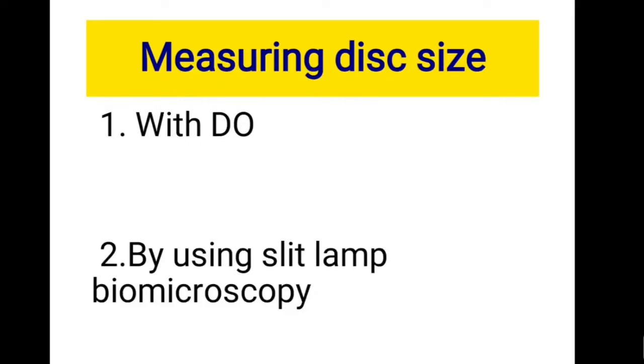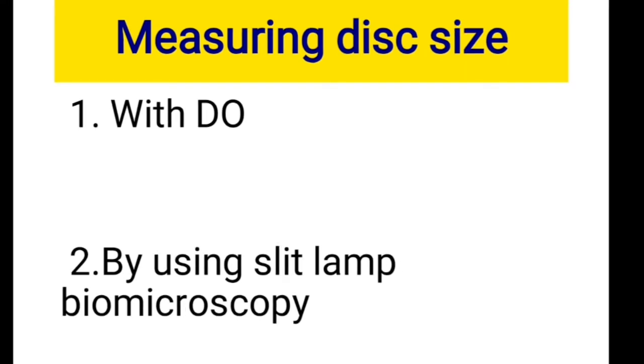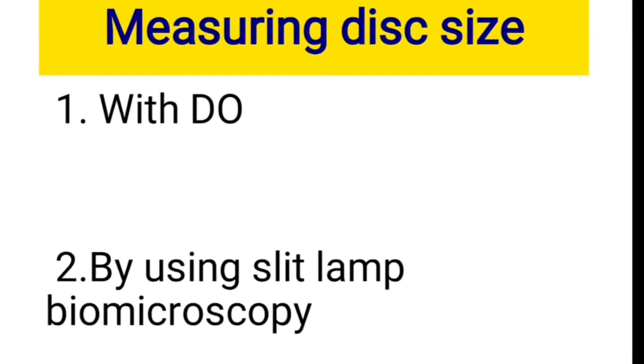That is by using either a direct ophthalmoscope or slit lamp biomicroscopy. When you use a direct ophthalmoscope, that is the Welch Allyn type, the smallest aperture, which corresponds to 5 degrees, throws a circular spot of light which has an area of 1.7 millimeter square, which roughly corresponds to your optic nerve head size. So with this you can tell whether the optic disc is of normal size, bigger or smaller.